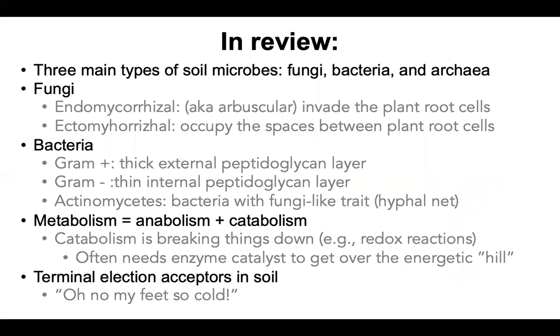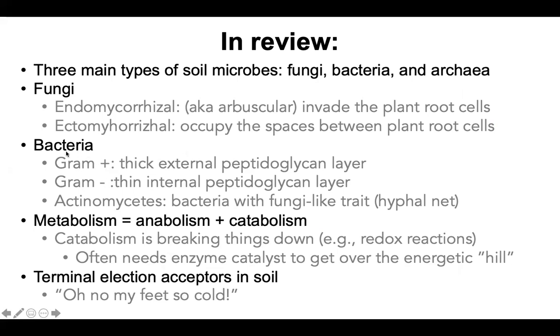So just a quick review. There are three main types of soil microbes. So we have fungi, bacteria, and archaea. Now, fungi, we have two main types in soil. The first is endomycorrhizal, endo meaning within the plant root. These are also known as arbuscular mycorrhizal fungi. So again, they invade the plant root cells with little arbuscules, and they're literally in that plant cell. Ectomycorrhizal are outside, so ecto meaning out, and so those occupy the spaces between those plant root cells, and they make this huge net on the surface of plant roots.